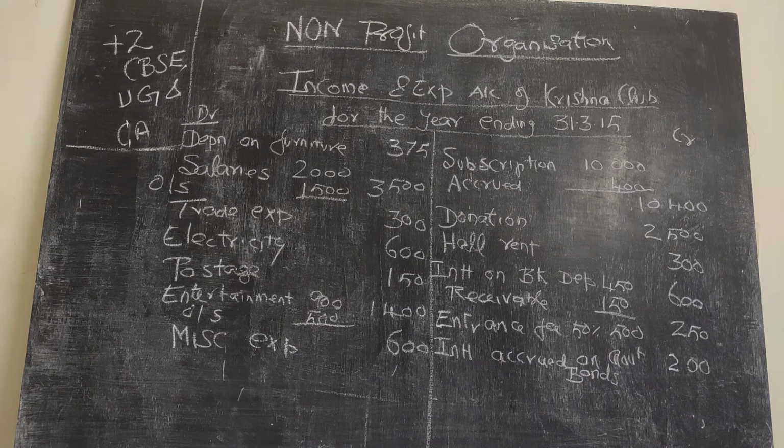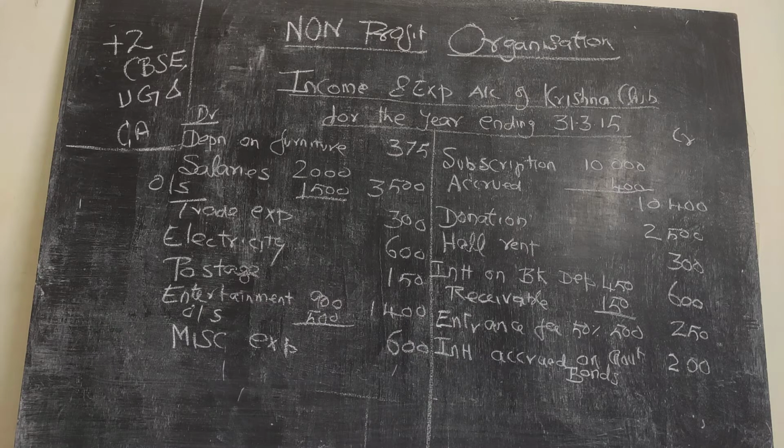Additional information: salary we have taken, outstanding salary, entertainment expenses we have taken, bank interest receivable already we have taken, subscription accrued also taken, 50% entrance fee to be taken, entrance depreciation we have done. From the receipts and payments, salaries we have considered, trade expenses we have taken, electricity expenses, postage and stationery 150. Purchase of books won't be coming here, balance sheet item. 5% government bonds won't be coming, it is a balance sheet item. Miscellaneous expenses 600. So I think we have taken everything.